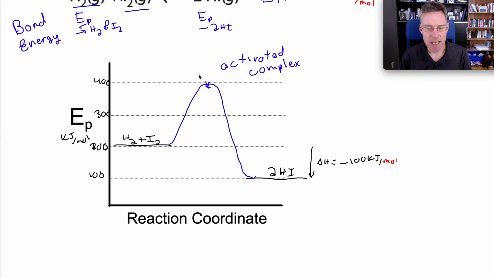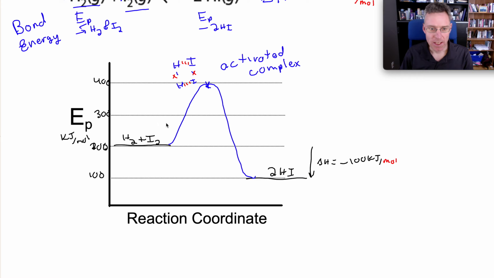We don't always know exactly what this looks like, but this would be the maximum potential energy. So imagine you've got hydrogen and iodide, and at some point you've got some bonds starting to form between the H and I, and these bonds are starting to break. This is kind of the best visual I could give of what the activated complex looks like. It's a very high energy complex. It is the top of your chemical potential energy diagram.